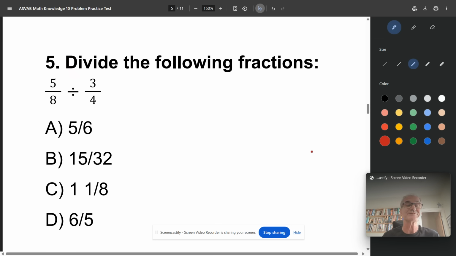Moving on to number 5, you need to know the rule for dividing fractions. The rule to divide fractions is multiplying by the reciprocal. With that said, I'll go ahead and let you pause the video and give this one a try. Unpause the video, watch how I do it.